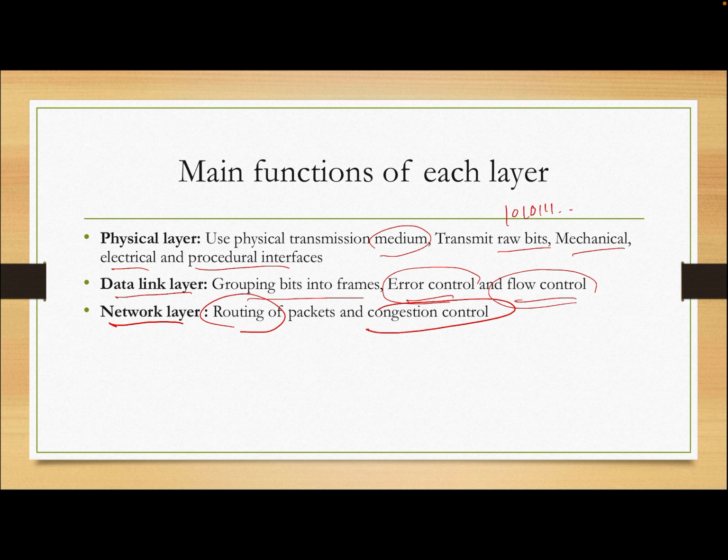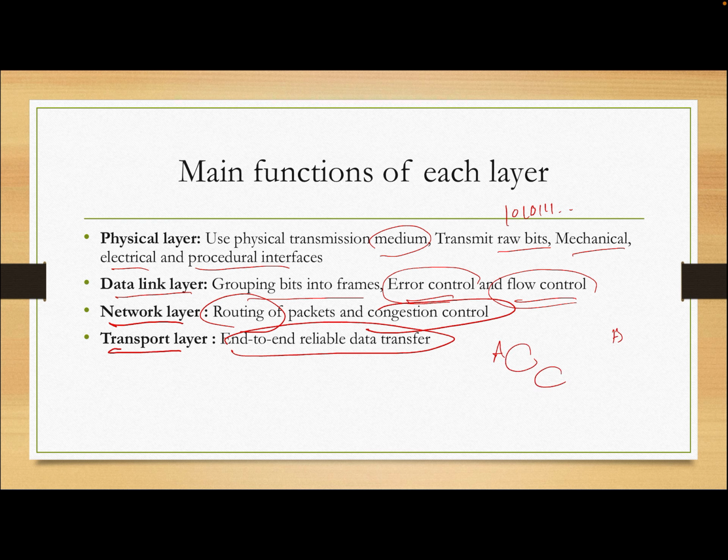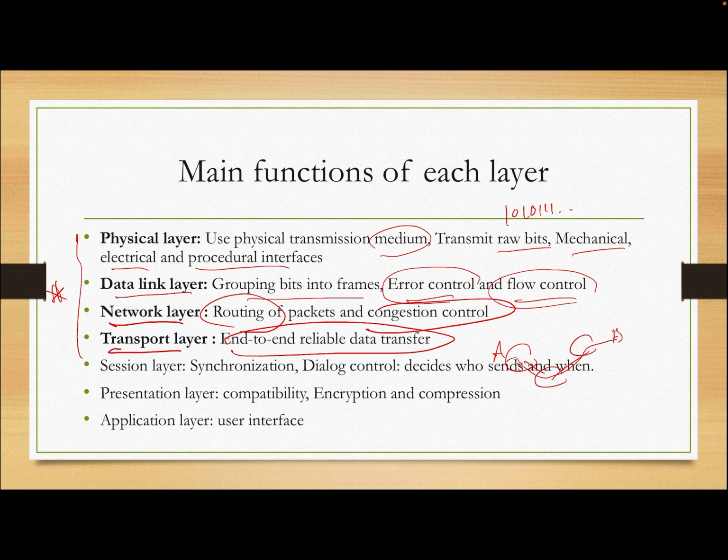Network layer: this does routing, because you have many intermediate nodes inside the network. You do congestion control to prevent a traffic jam, or to ease a traffic jam inside the network. Transport layer: you do end-to-end reliable data transfer, because A and B may have many networks in between, so when you send, you want to make sure that the transmission is reliable and correct, and no errors occur.